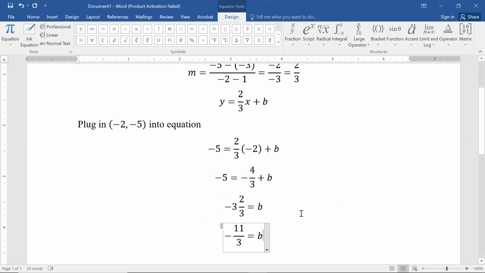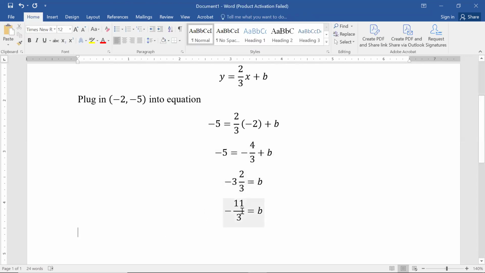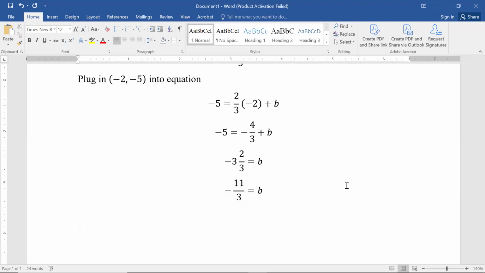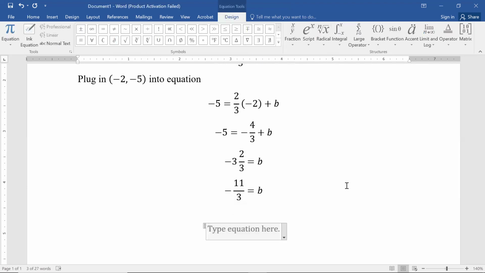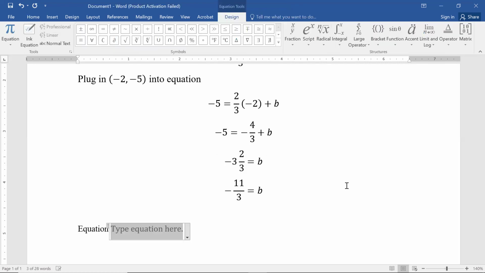And this is one of those ones where whichever way the system or your professor, instructor, or teacher wants the answer, just use that version of the answer. If they want the mixed number version, it's -3 2/3. If they want the improper fraction version, it's -11/3. I think I'll write my answer now as the improper fraction version.